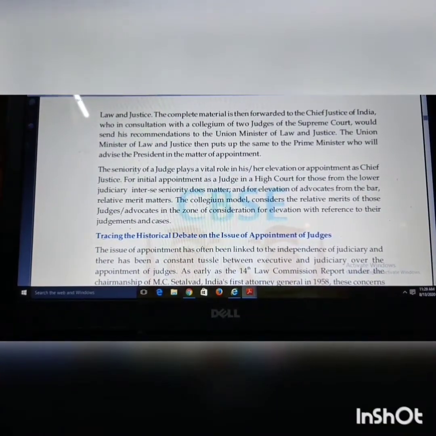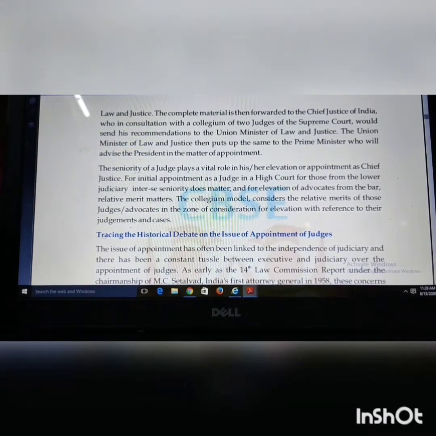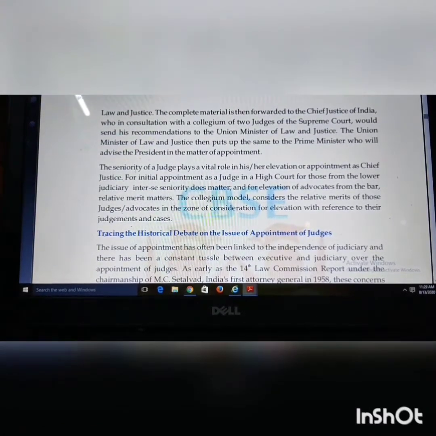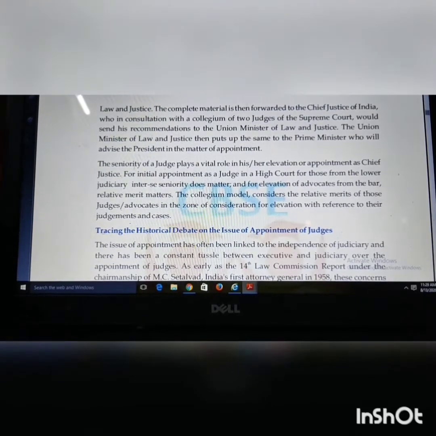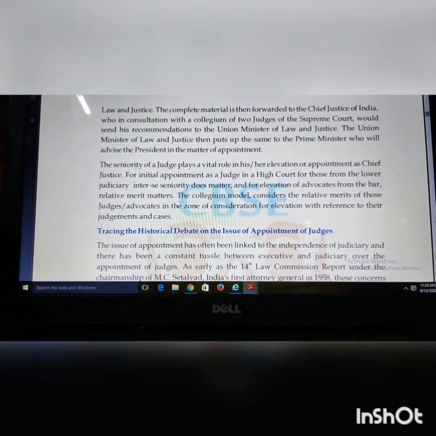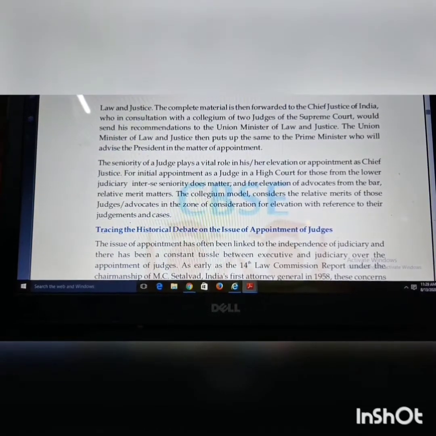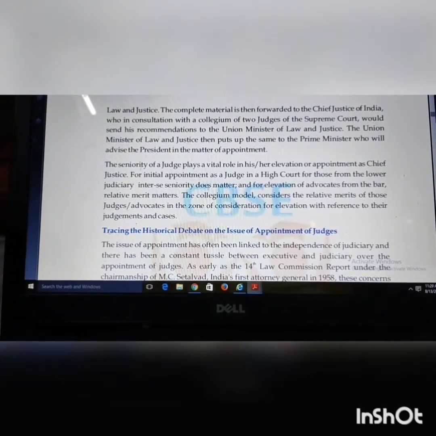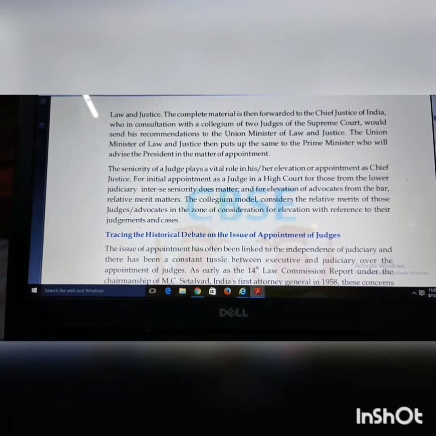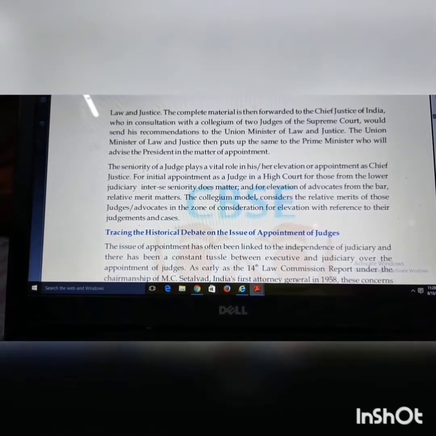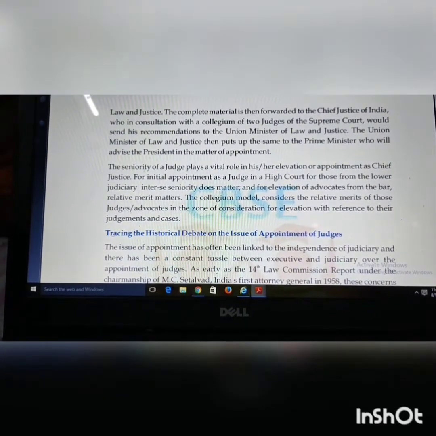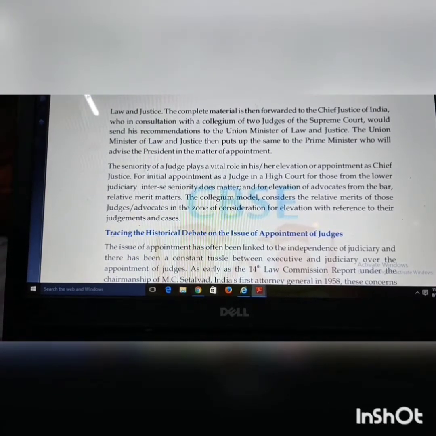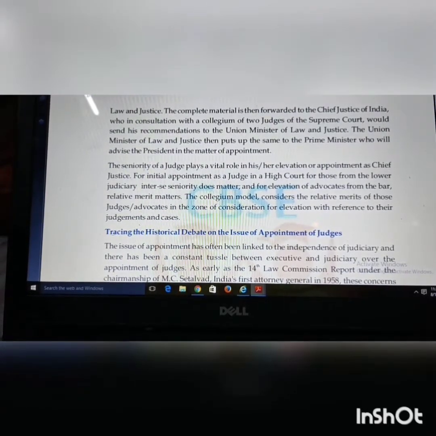The seniority of a judge plays a vital role in his or her elevation or appointment as Chief Justice. जितना सीनियर जज होगा उतने ही उनके चांसेस होंगे कि वो चीफ जस्टिस बने या उनका अपॉइंटमेंट या कह दो प्रमोशन हो. ठीक है. For initial appointment as a judge in High Court, for those from the lower judiciary, inter se seniority does matter, and for elevation of advocates from the bar, relative merit matters.